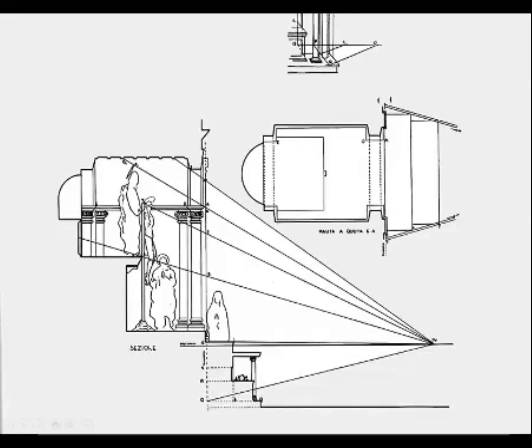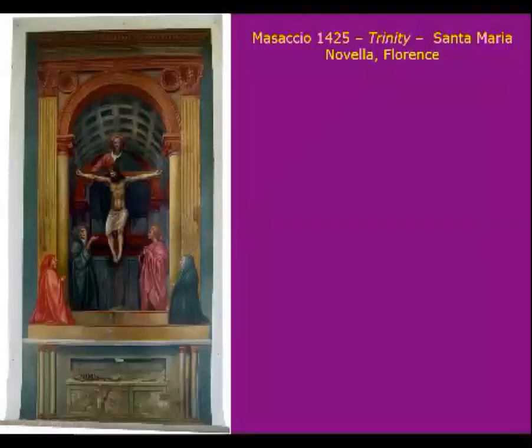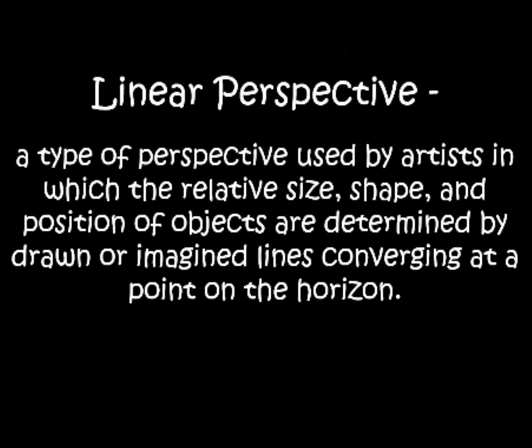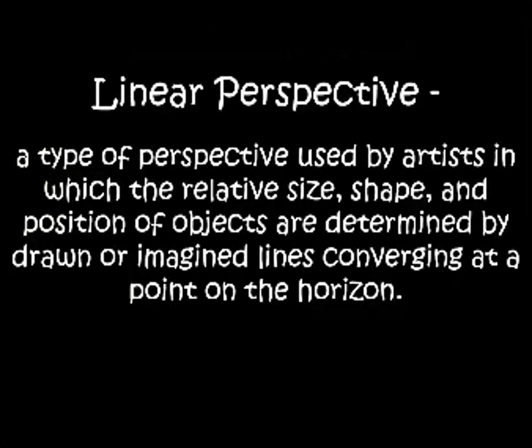So here's your eye. And here are the lines that are going to the various parts of the painting. Obviously, this is just flat, but you get the idea that this little skeleton is in front of that one, etc. And we call this linear perspective. Often when people talk about, oh, you've got to put perspective in your drawing or painting, this is what you're thinking of. It's a type of perspective used by artists in which the relative size, shape, and position of objects are determined by drawn or imagined lines converging at a point on the horizon.